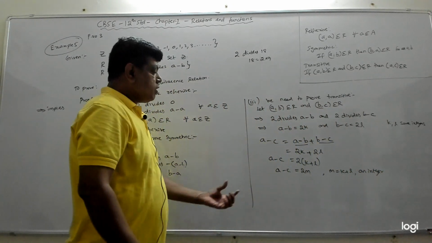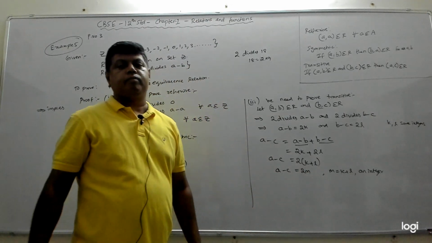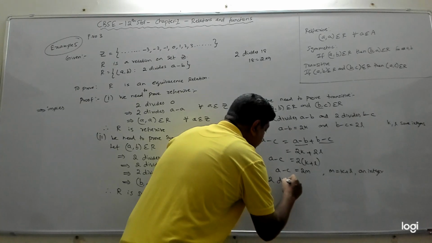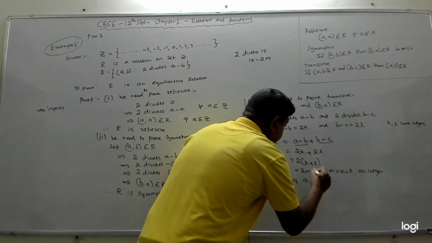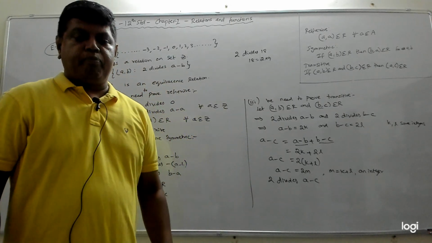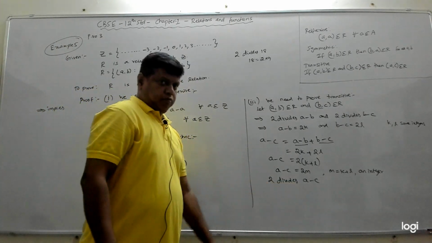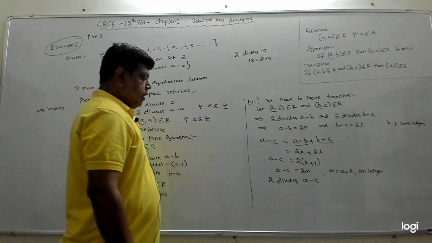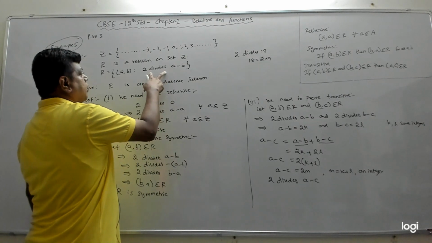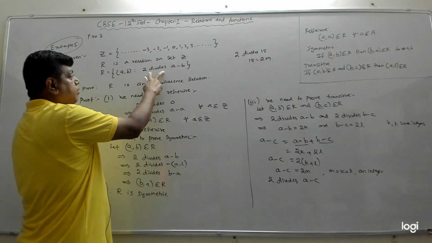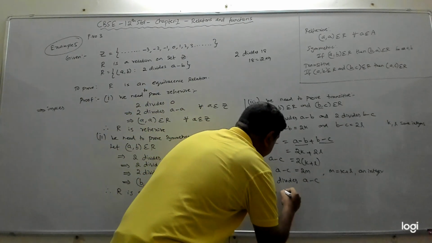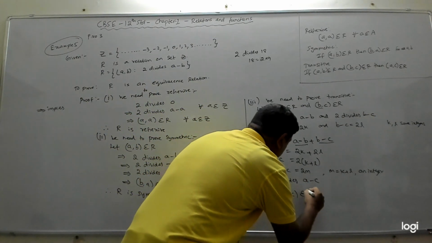Some integer. So which means we have got a minus c as 2 into something. This means 2 divides a minus c. That is the meaning of that, right? When a minus c can be written as 2 into some number M, then we can say 2 divides a minus c. So when 2 divides a minus c, if we go back to the definition of the relation, then we can say (a, c) will belong to R.